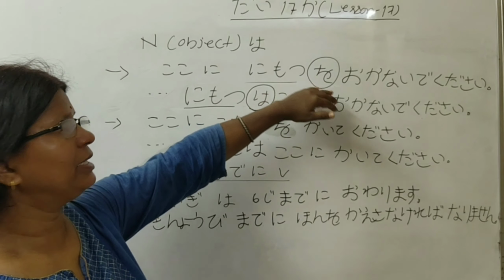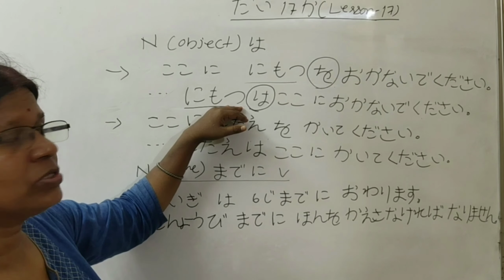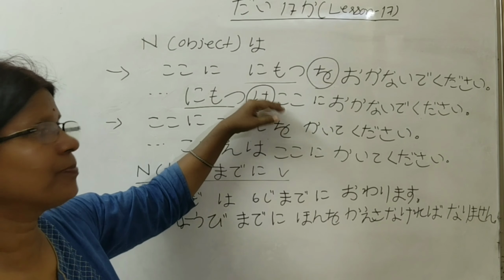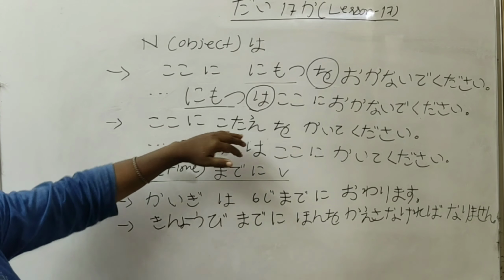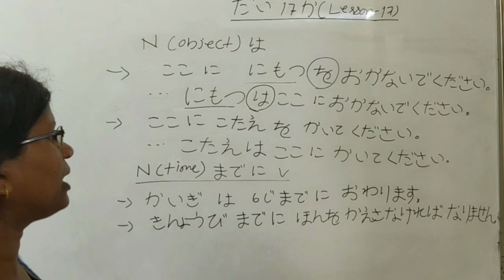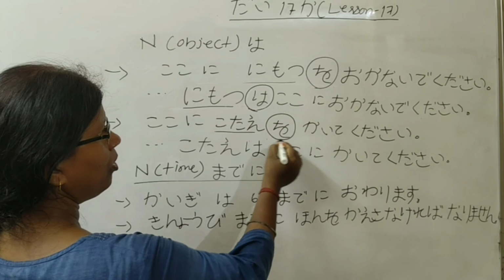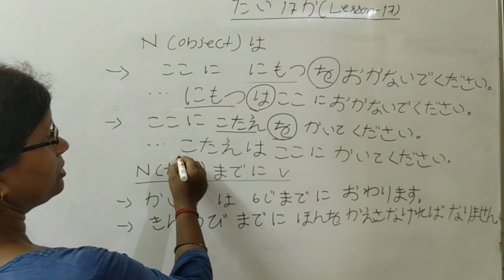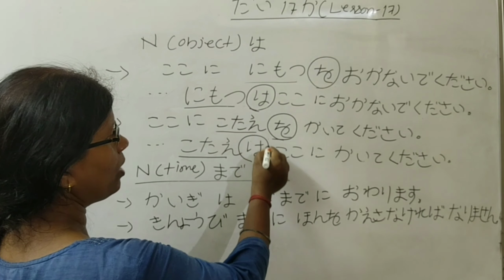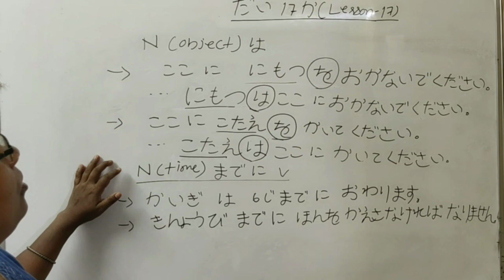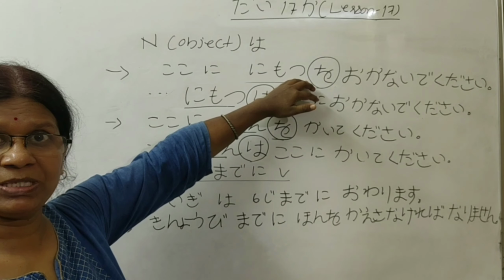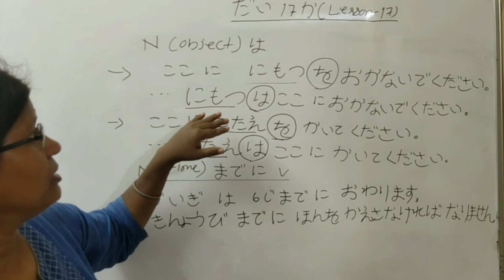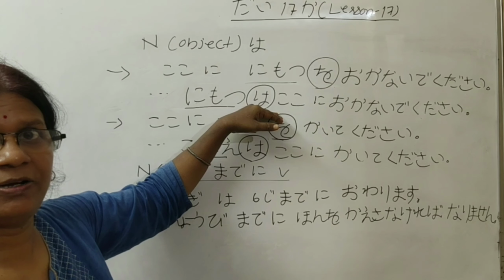Here, 荷物 is the object, it takes the O particle. Here, 荷物 is the topic of the sentence, so it takes the wa particle. Okay? Next, look here. ここに答えを書いてください。Here, 答え is the direct object, so it takes the O particle. 答えはここに書いてください。Here, 答え is the topic of the sentence, so it takes the wa particle. Okay? So, if you make an objective sentence, that object takes the O particle, but when we make it a topic sentence, that topic takes the wa particle. Okay?